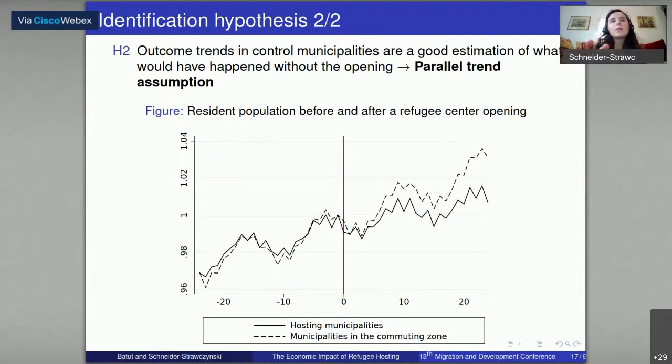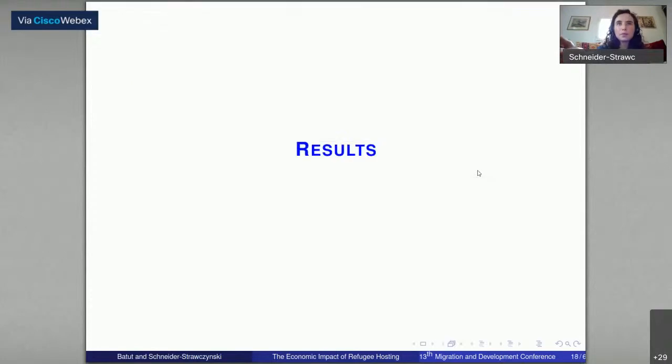And so here we present the raw data on the resident employed population before and after the refugee center opening. And you can see that hosting municipalities do not differ in their pre-trend from other municipalities from the commuting zone, and that they start diverging really after the opening of the refugee center.